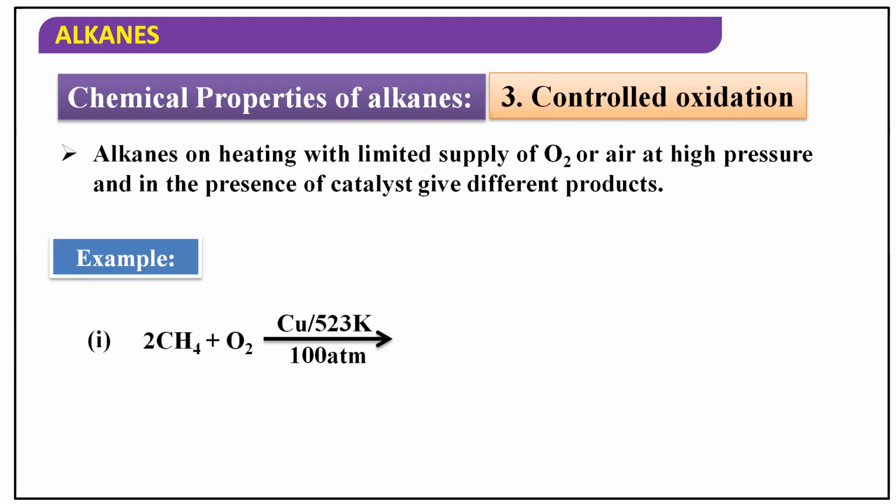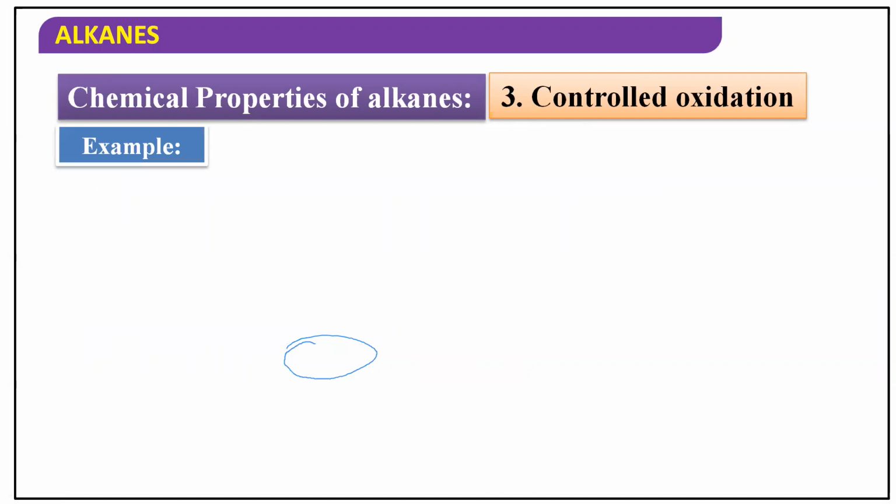100 atm pressure is how many? 100 times the atmospheric pressure. 1 atm is atmospheric pressure, as we assume in general in physics also. So it is 100 times more. Methyl alcohol, methanol, right? So see this reaction.